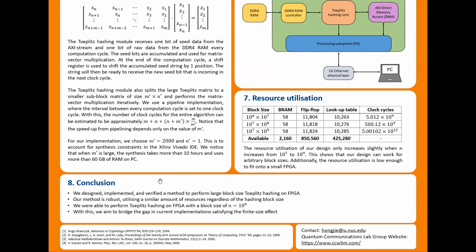In conclusion, we have designed, implemented, and verified a method to perform large block Toeplitz hashing on FPGA. Our method is robust, utilizing a similar amount of resources regardless of the hashing block size. In fact, we were able to perform Toeplitz hashing on FPGA with a block size of 1E9. With this, we aim to bridge the gap in current implementations satisfying the finite size effect.